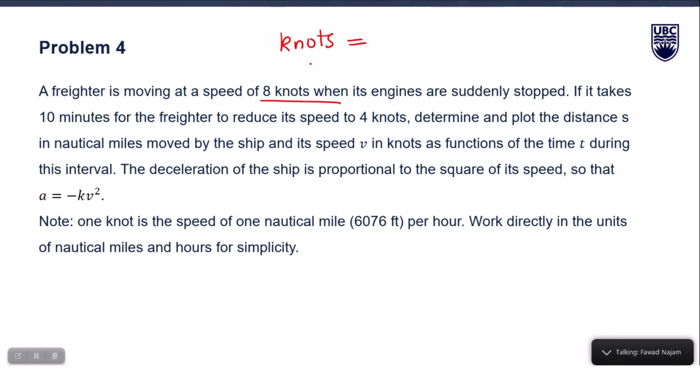So 1 knot is defined as 1 nautical mile, which is different from the land mile or land measured mile, per hour, right? So it has the dimensions of distance divided by time, but the distance is measured in nautical miles and time is measured in hours, right?